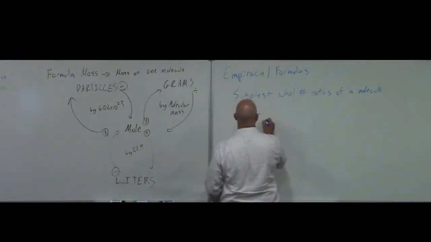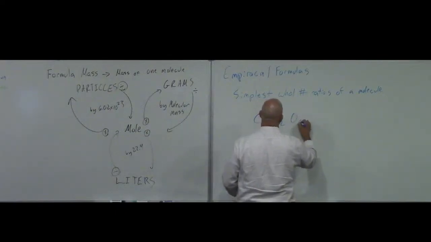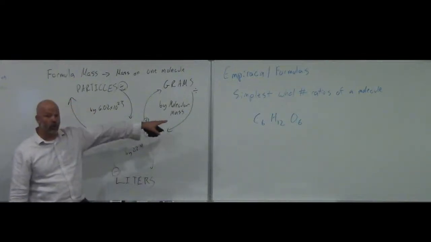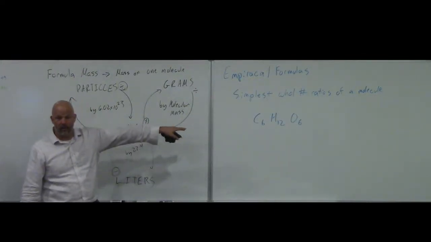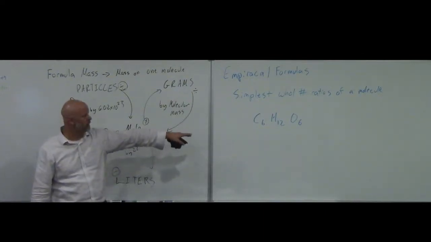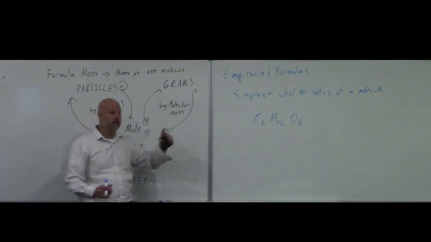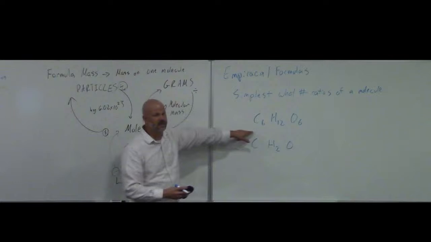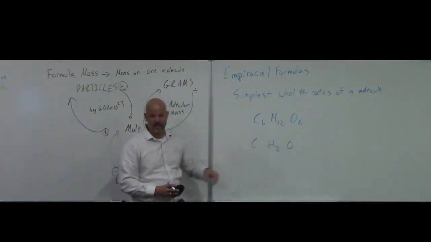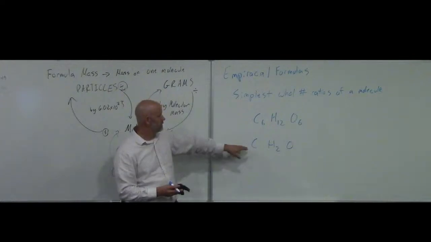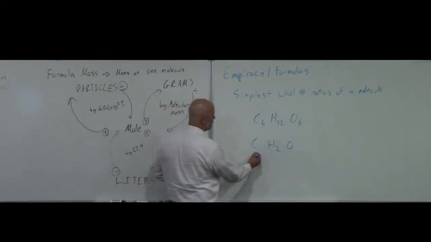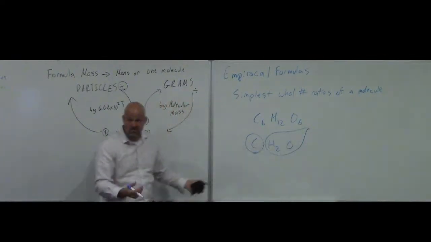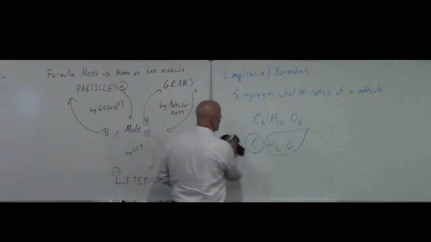Let's do C6H12O6. This is glucose. That's my correct molecular formula, but it's not the correct empirical formula. What's the correct empirical formula? CH2O. I divide everything by 6, and I will get CH2O, right? By the way, that's why these are called carbohydrates, because I've got my carbon, and I've got my water, carbohydrates. You were wondering where that name came from, okay?